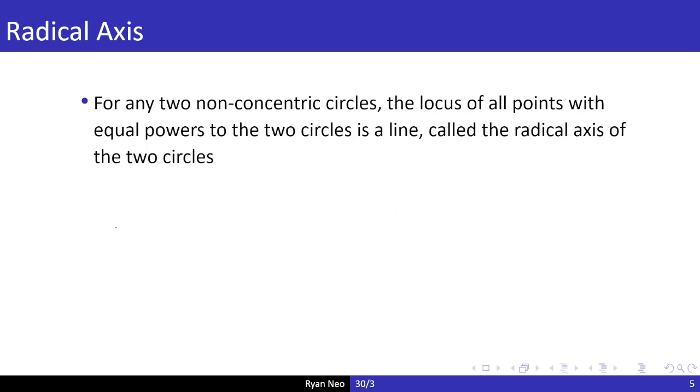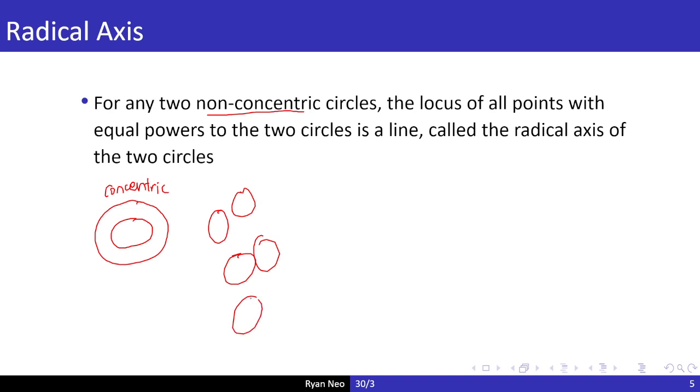Alright, now next up we've got radical axis. Also another thing that's not very commonly seen. This is also kind of related to the power of a point, what we just covered. What it says is that for any two non-concentric circles, concentric means something like this, one circle inside the other. Non-concentric means anything that's not like that. It can be like this, like this, any two circles.